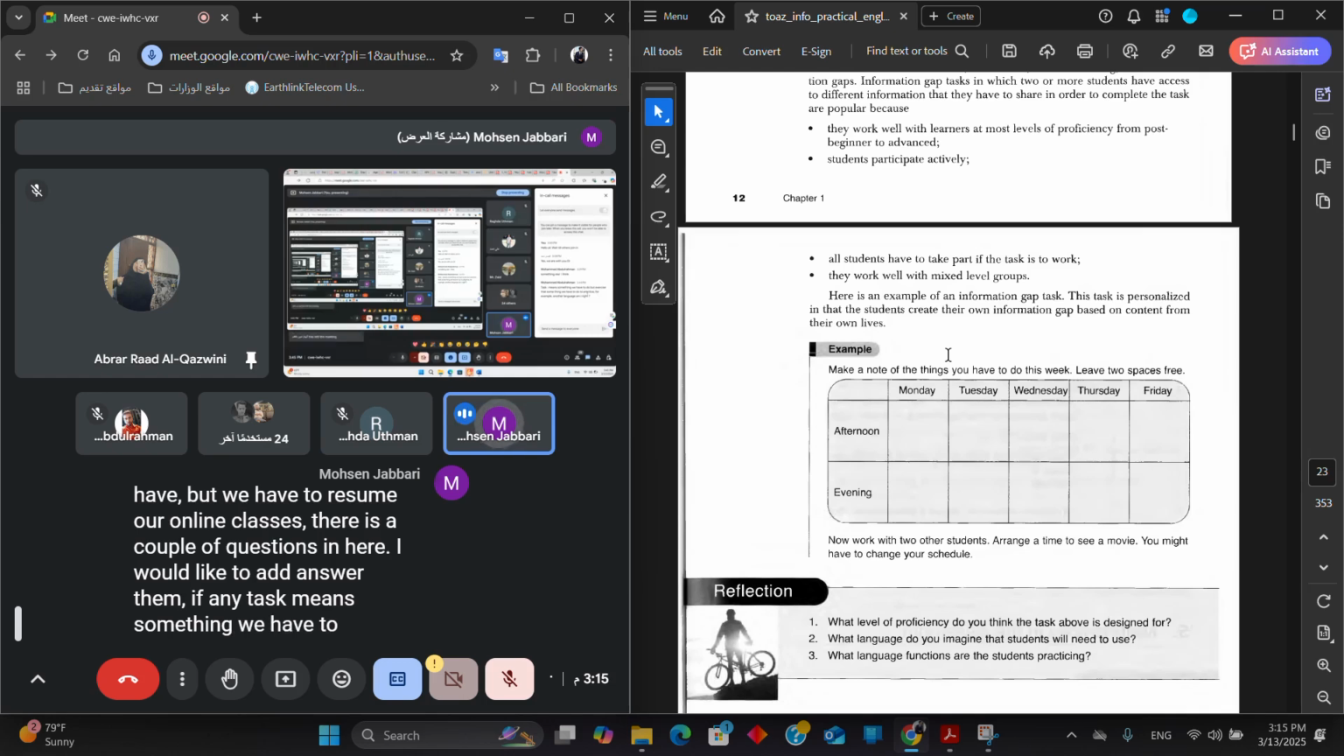Task means something we have to do, but exercise is something that we have to do to practice, for example, another language. Yes, it can be.